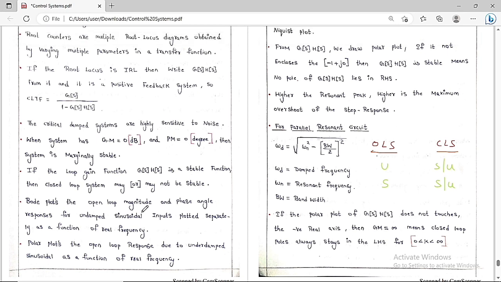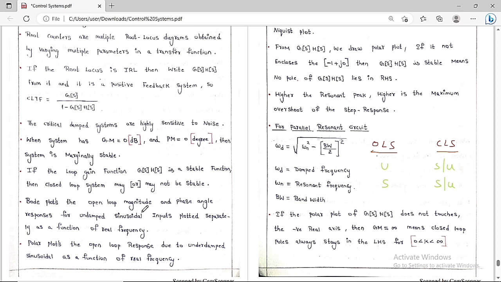The next point is, Bode plots the open loop magnitude and the phase angle responses for undamped sinusoidal inputs, which are plotted separately as a function of real frequency. So in the case of Bode plot, we have two things: the magnitude as well as the phase angle. For the open loop transfer function, we are going to take the magnitude, and also the phase angle we are going to plot. For the undamped sinusoidal input, the input is having continuous oscillations. They are going to be present for all time. For different types of real frequency, we are going to plot.